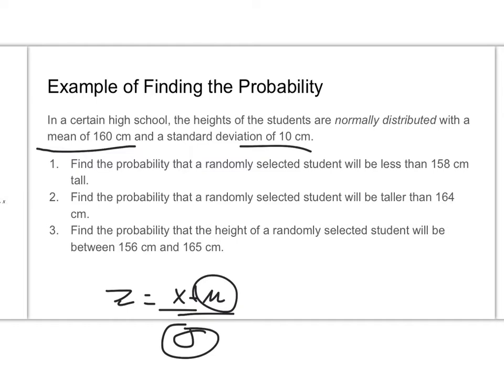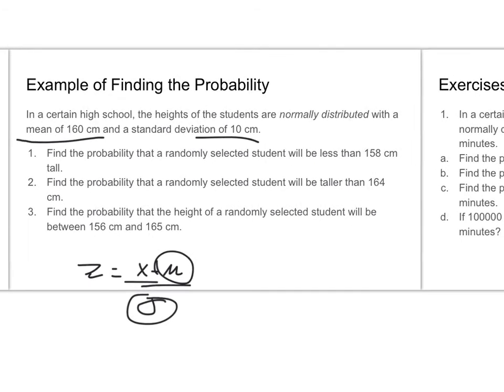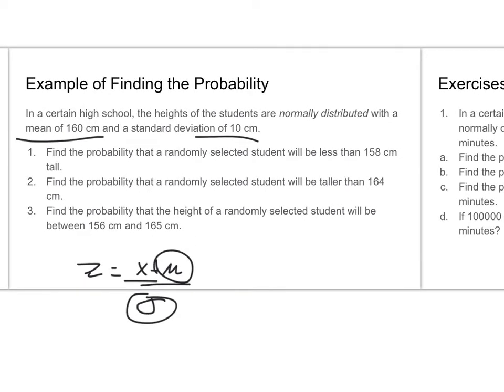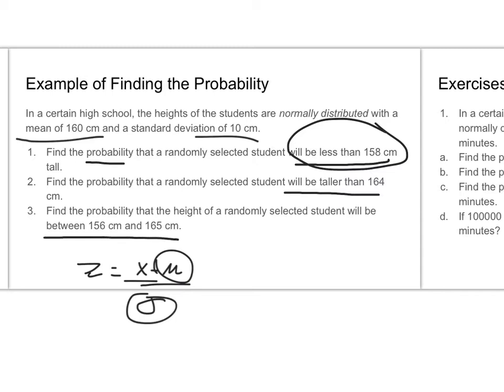Okay, now for these three questions, let's take a look at the differences on what is being asked for each. This is finding the probability that the student will be less than 158 cm. And then the other question is will be taller than 164 cm. And then the last is between 156 and 165.